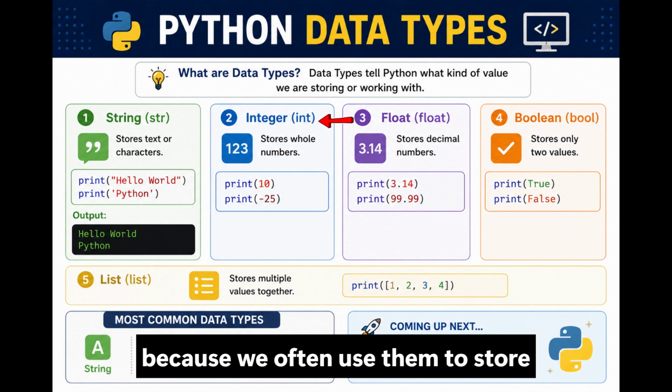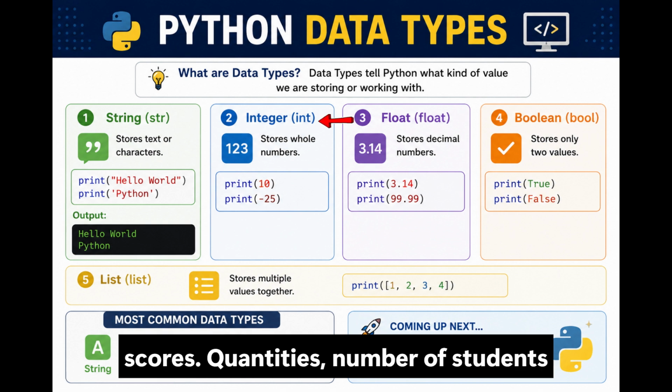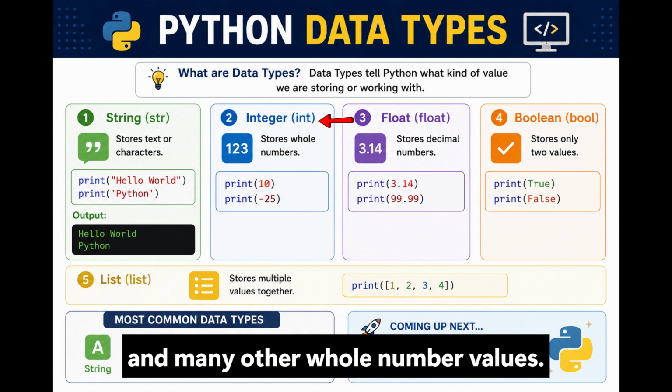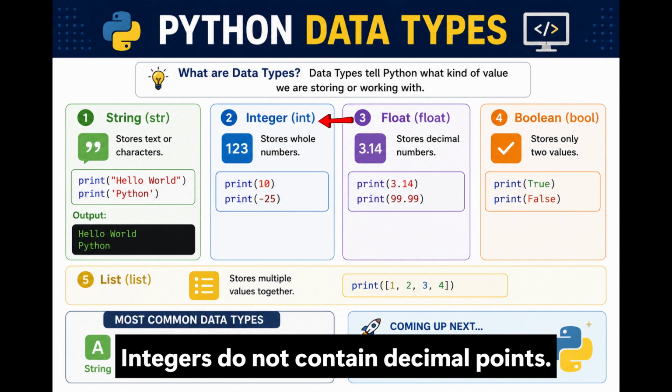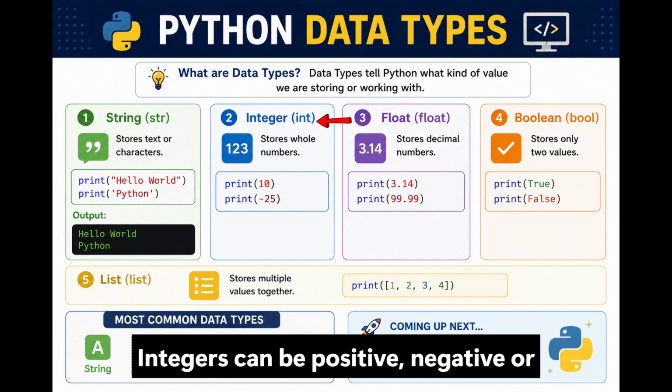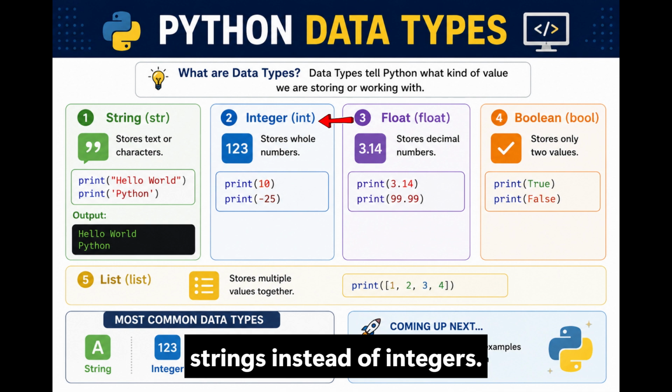Integers are very useful in programming because we often use them to store things like age, marks, scores, quantities, number of students, and many other whole number values. So remember, whole numbers are integers. Integers do not contain decimal points. Integers can be positive, negative, or 0. Numbers inside quotation marks become strings instead of integers.